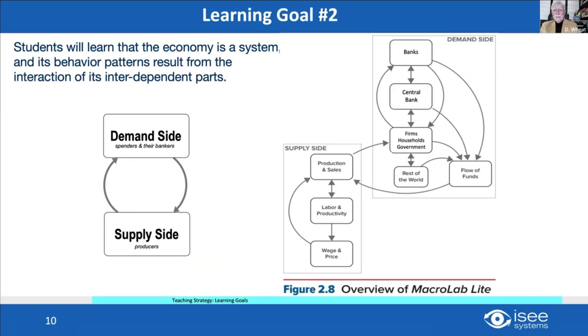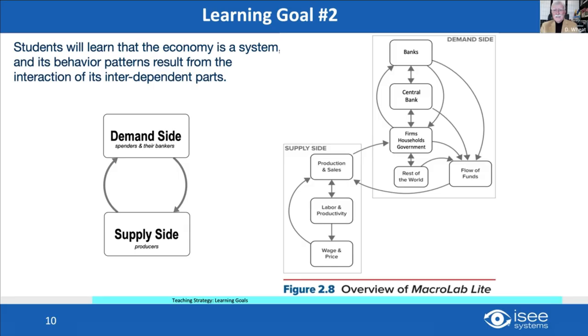The second learning goal will be that the students learn that the economy is a system, and its behavior patterns result from the interaction of its interdependent parts. I'm not sure if interdependent needs to be hyphenated or not, but I do know that when I don't hyphenate it, students read too fast and they think the word is independent, which is exactly the opposite of what interdependent means. So the hyphen is there for a purpose.